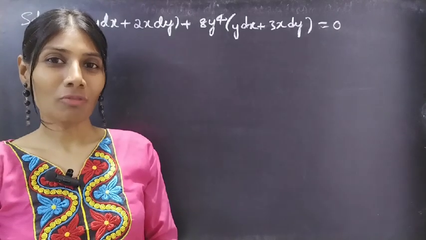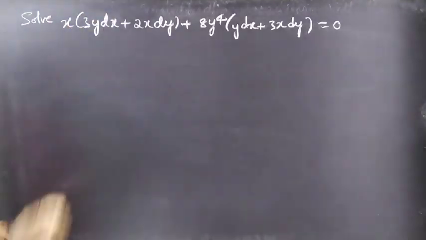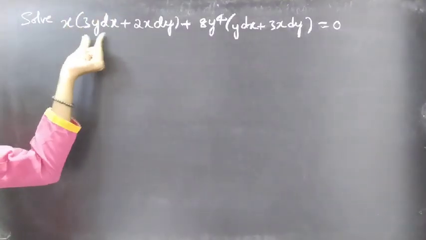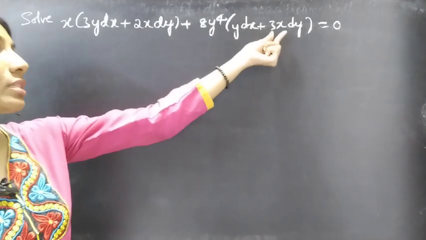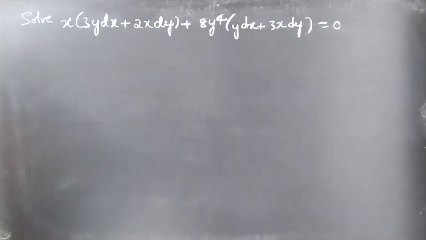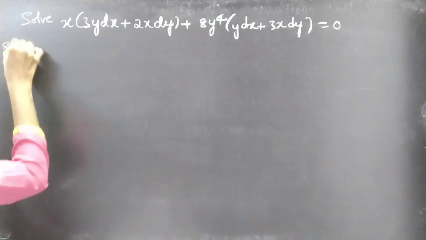In this video, we are going to solve a differential equation using integrating factors. So let's get going. Problem: solve x(3y dx + 2x dy) + 8y^4(y dx + 3x dy) = 0. Right? So we are given a differential equation.